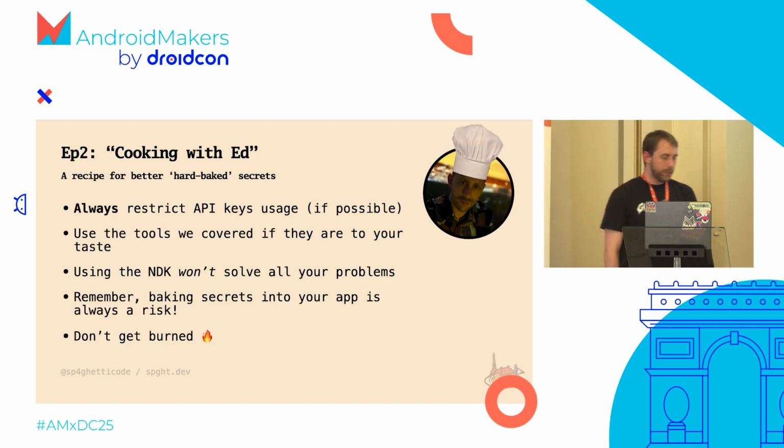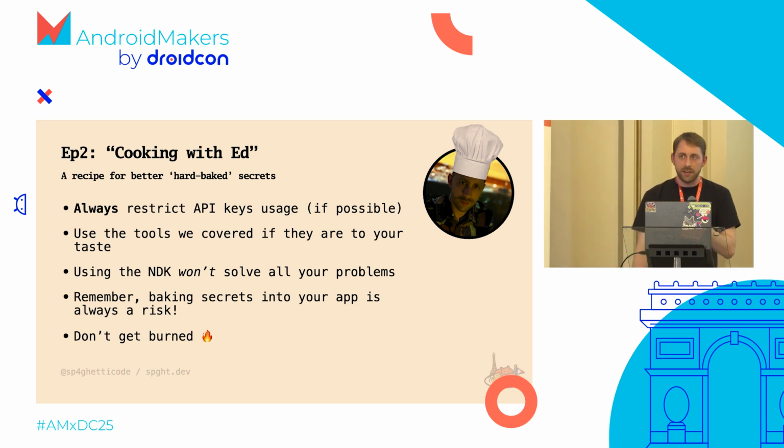So if you want a recipe for better hard-baked secrets, you should always restrict API keys whenever possible. If you're using any third-party service that allows you to restrict your API keys, please make sure you are following that and doing it the best you can. Use the tools that we've covered, whether that's DexGuard or the community tools out there, to do whatever works for your use case.